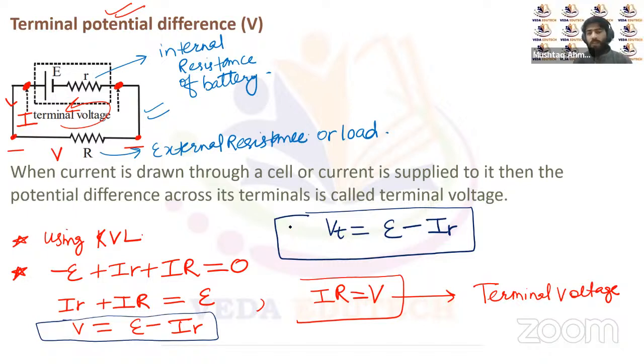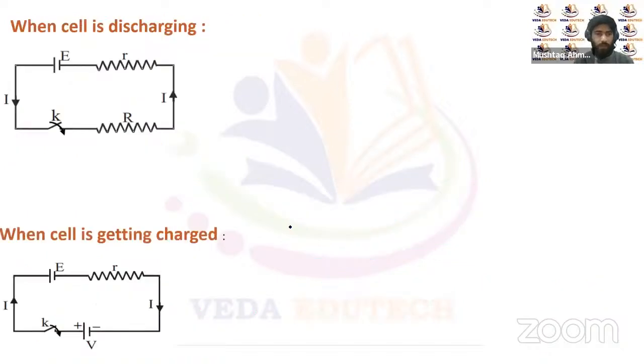So it means that when current flows through the battery, when the battery is discharging, the terminal potential difference is less than the EMF of the battery, right? So this was with respect to the terminal potential difference of a battery. This is how we understand the terminal potential difference of a battery. Now there are two cases, two situations.